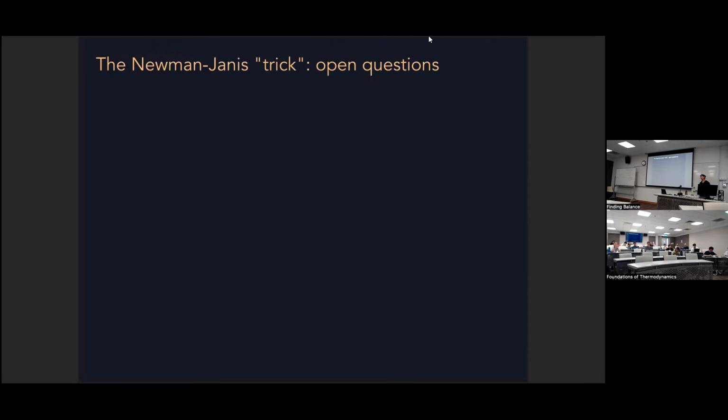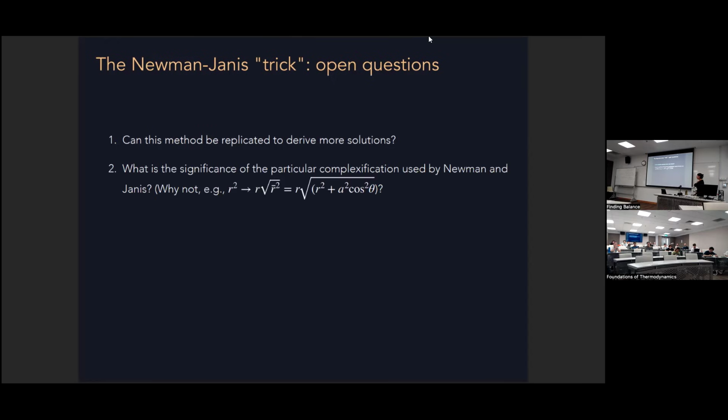Okay, so I'll pose some open questions, some questions that maybe you have upon seeing this presentation of the Newman-Janis trick, and then try to address them. The first is, can this be replicated to derive new exact solutions? The second is, why that particular complexification? There are a lot of different ways that you could have complexified. Why did that one work? And thirdly, why does using complex coordinates in the first place get you new solutions in GR? Okay, so I'll try to address these.